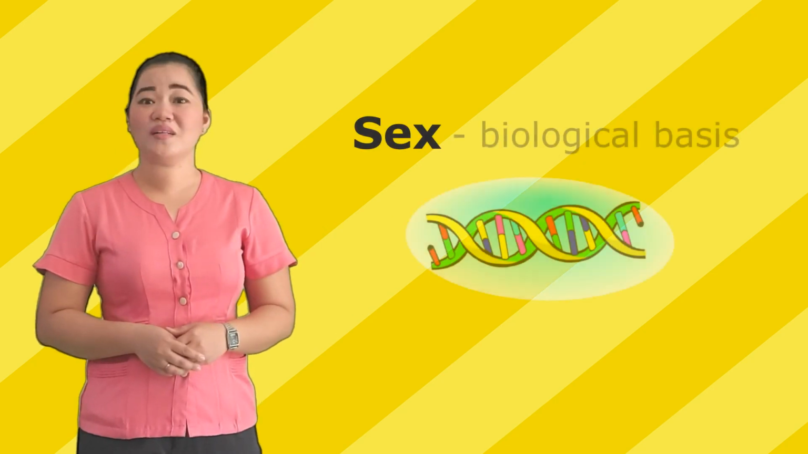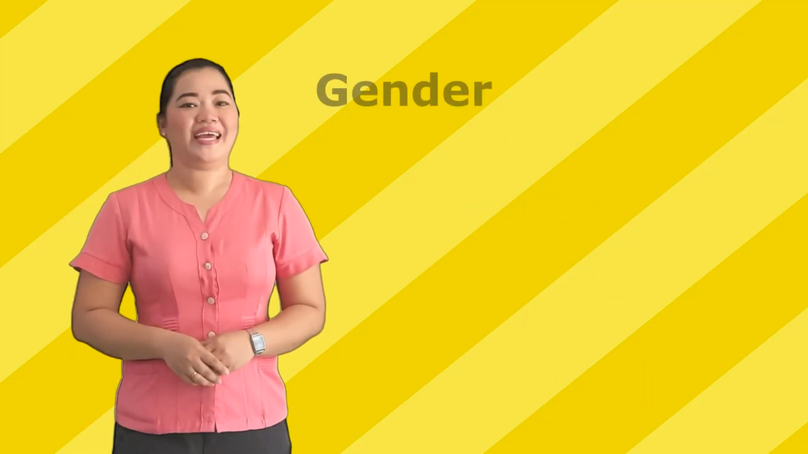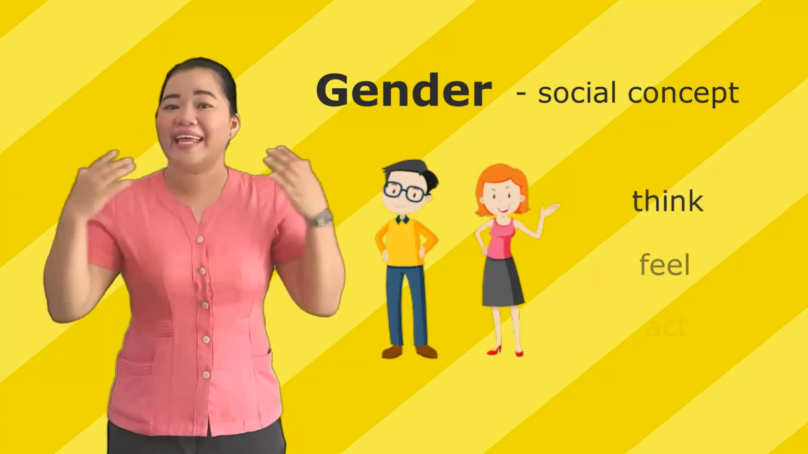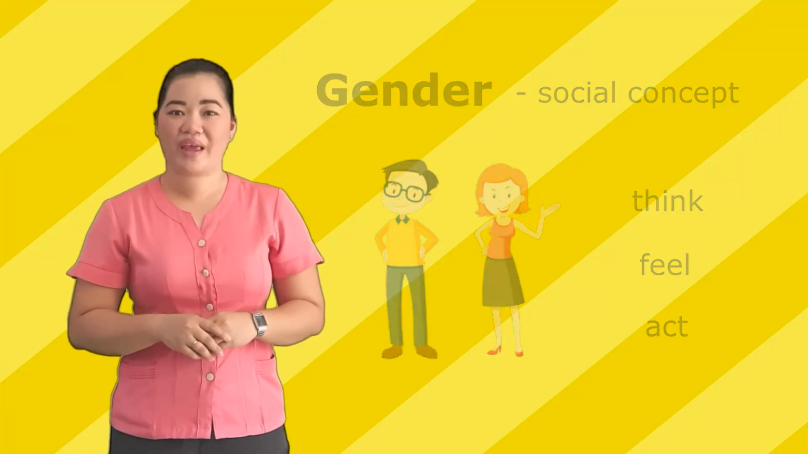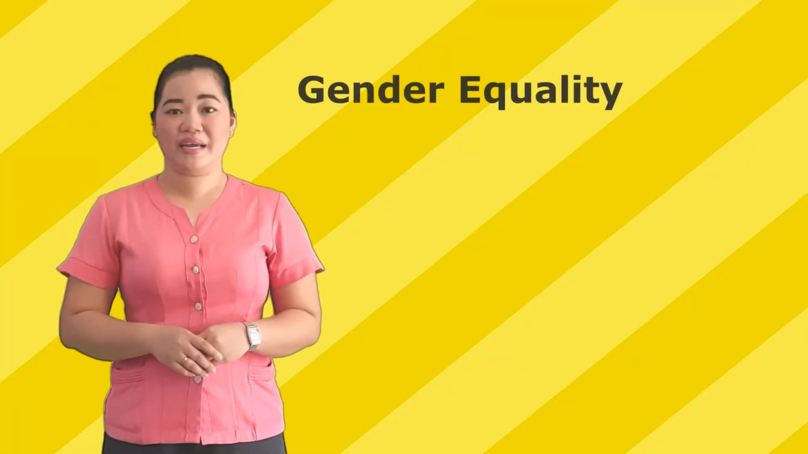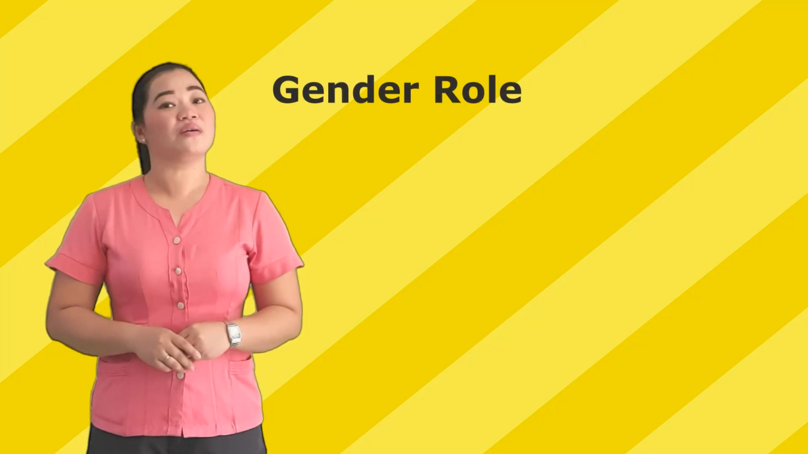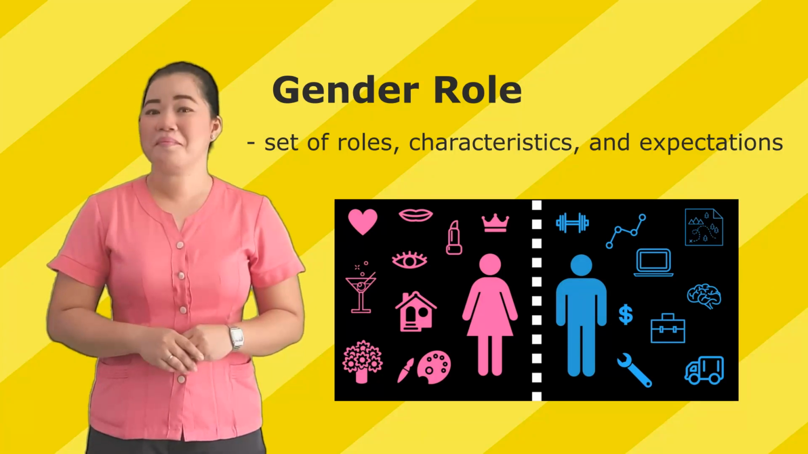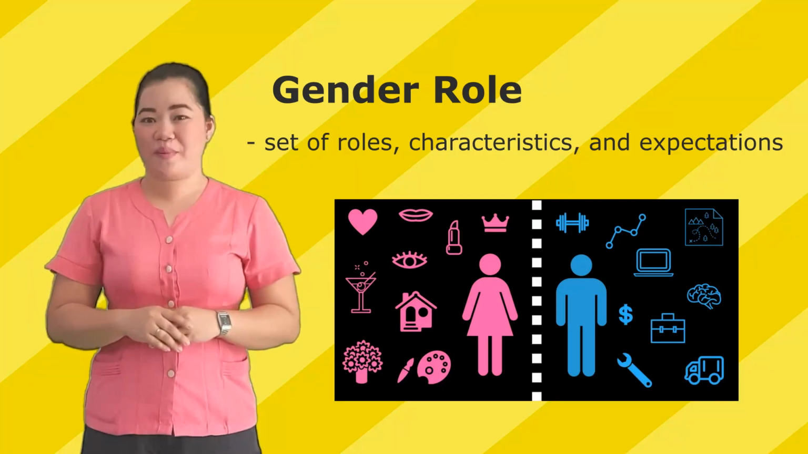Sex is the biological basis of being a male or female. Gender is a social concept on how men and women should think, feel, and act. It refers to the femininity or masculinity of a person's role and behavior. Gender equality permits men and women equal enjoyment of human rights. Gender role refers to the set of roles, characteristics, and expectations of how men and women should feel, think, and act as influenced by parents.